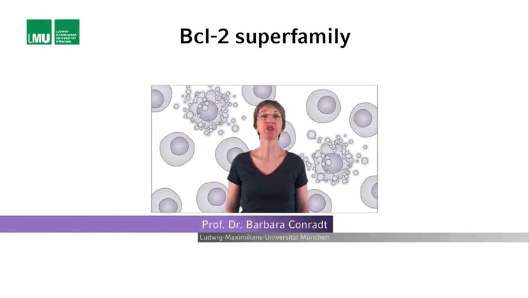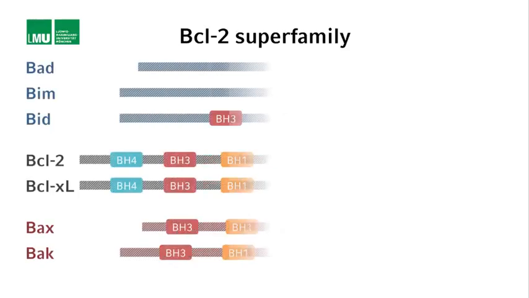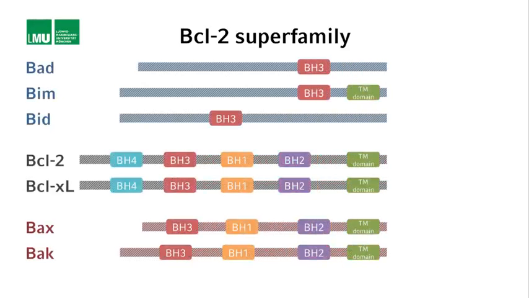the first members of the BCL2 superfamily identified in mammals. Now in 2013, many more have been identified, and they are shown here. The BCL2 superfamily is divided into 3 subgroups, represented by the 3 different colors.